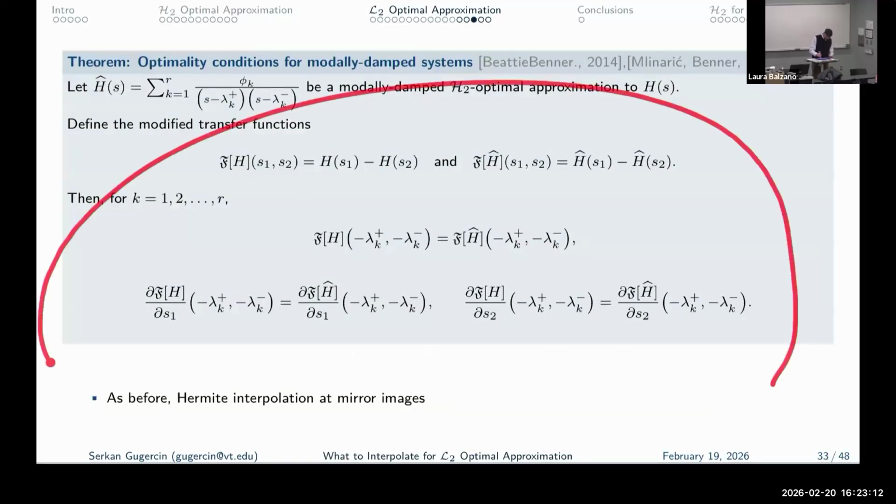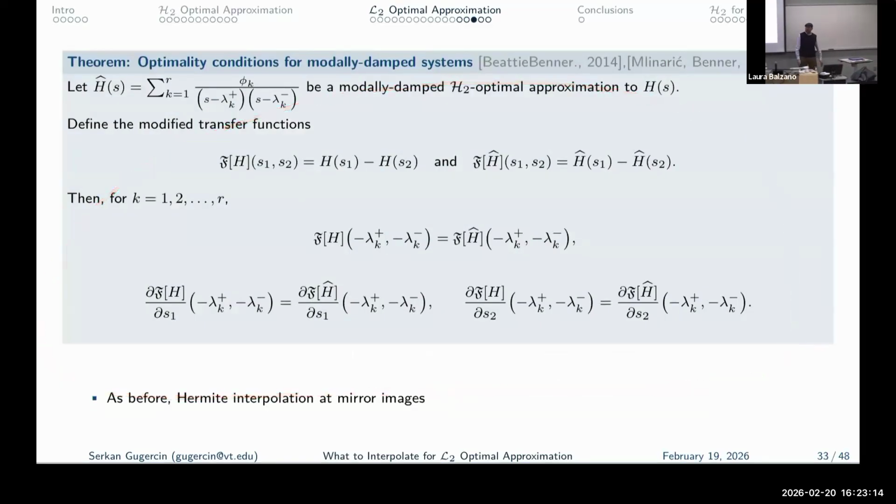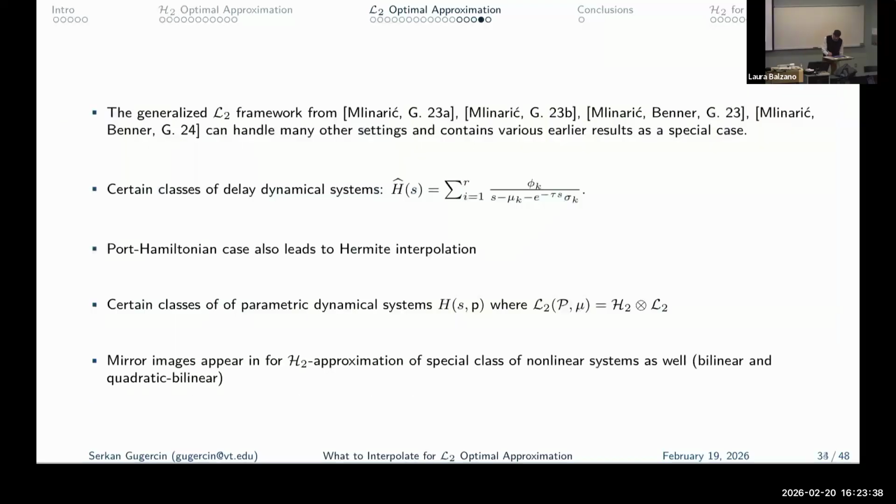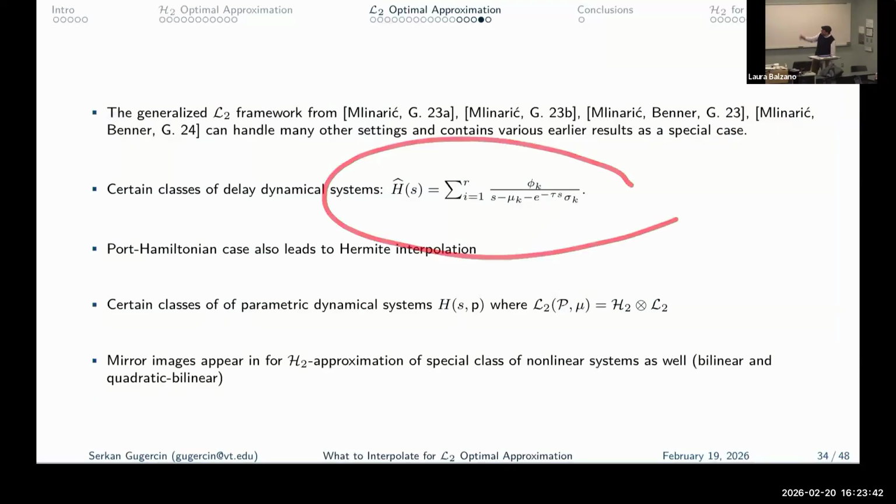And then again, even to do optimal reduction of second order dynamical systems, you gotta do Hermite interpolation at the mirror images, but now the function you are interpolating becomes multivariate. So you do Hermite interpolation at the mirror images of a multivariate function. This thing is everywhere, okay? So if you are doing H2 approximation, you gotta pay attention to mirror images and you have to do Hermite interpolation. We did it also for delay systems.